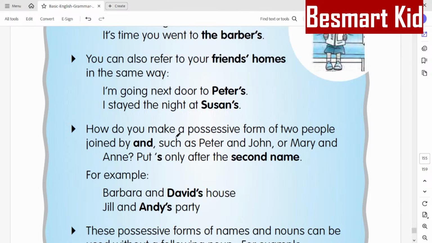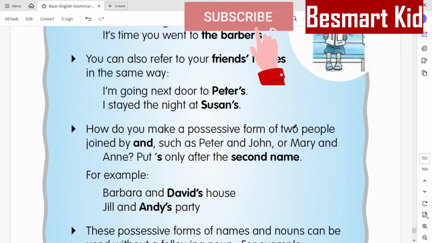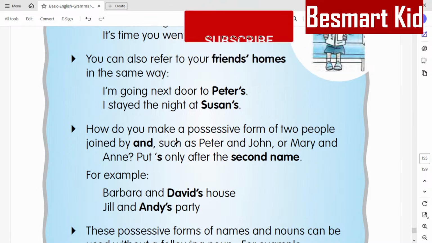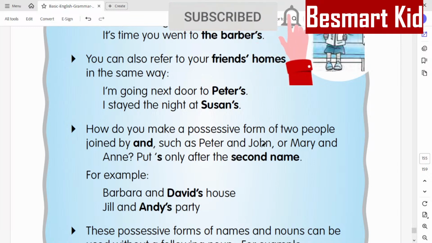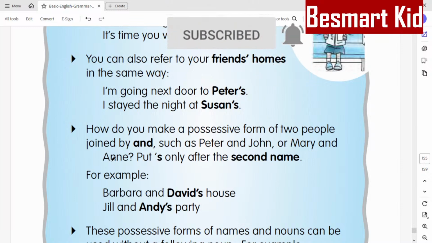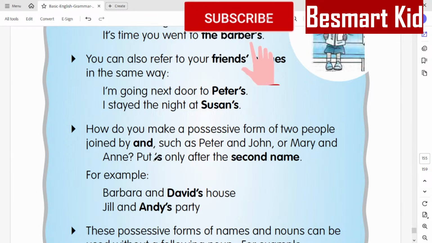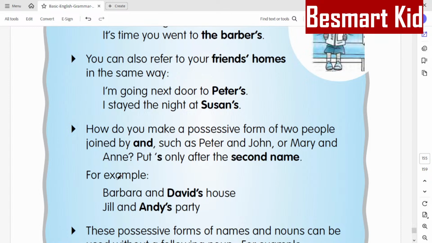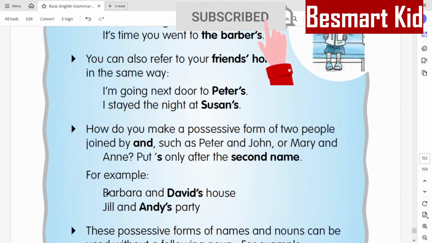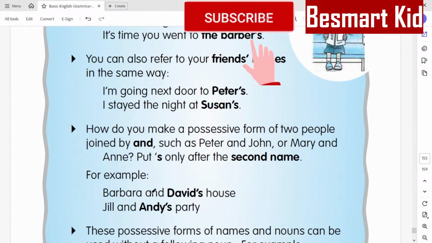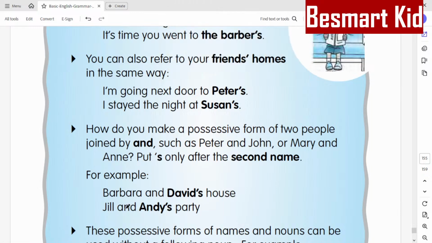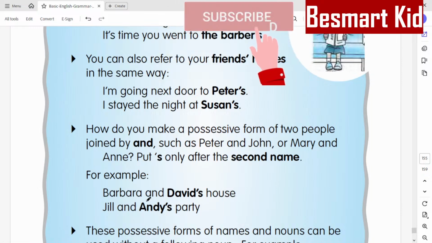How do you make a possessive form of two people joined by and, such as Peter and John or Mary and Annie? Put S only after the second name. For example, Barbara and David's house. Jill and Andy's party.